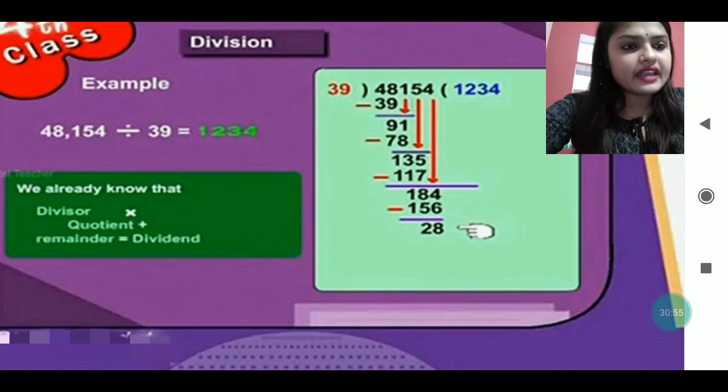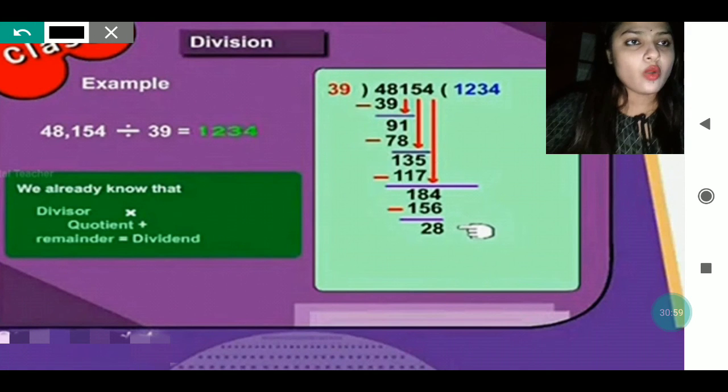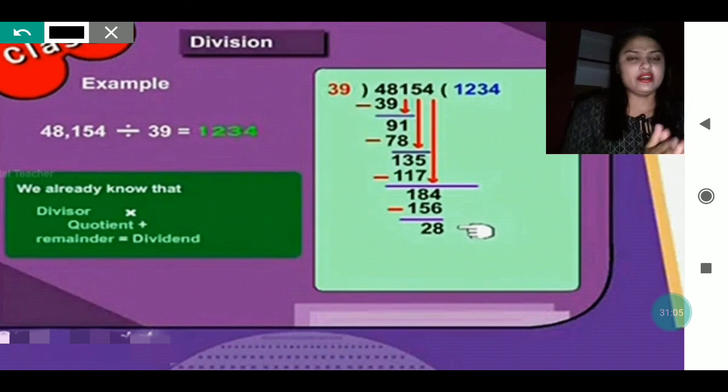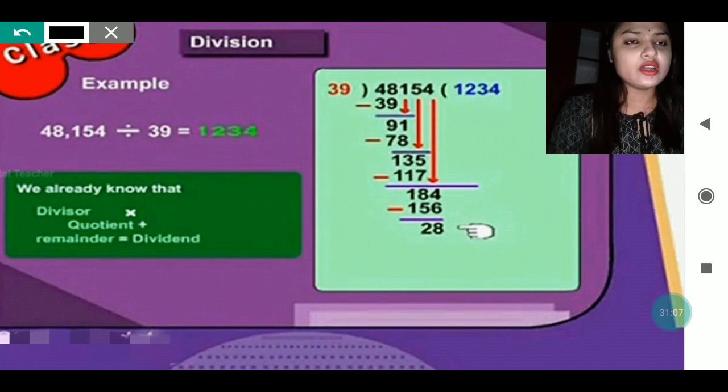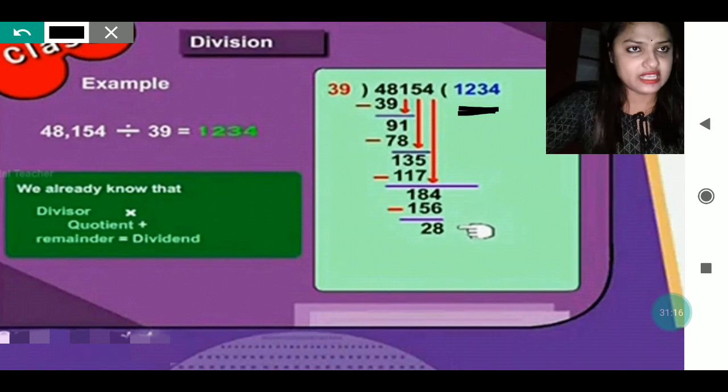So 39 here, what will we do, my dear? We will do division here. When we divide 48 by 39, in one time we are dividing, so we will write 1 at the quotient place. And for 48 divided by 39, you will have to subtract here.